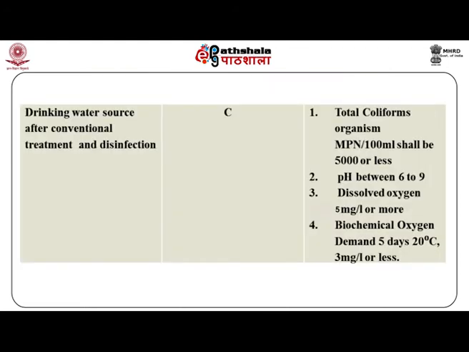Now let us come to the third designated best use, which is the drinking water source after conventional treatment and disinfection. This is class C. The total coliforms, that is the MPN in 100 ml, should be 5000 or less. pH should be between 6 to 9. Dissolved oxygen should be 5 milligrams per liter or more. The BOD should be 3 milligrams per liter or less.